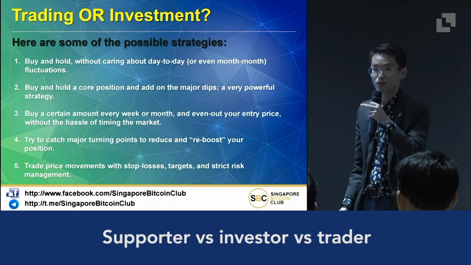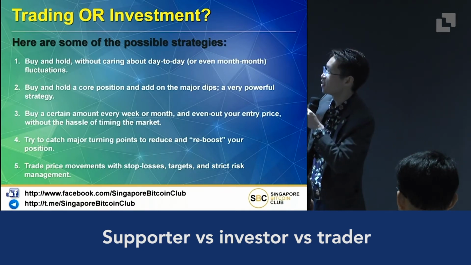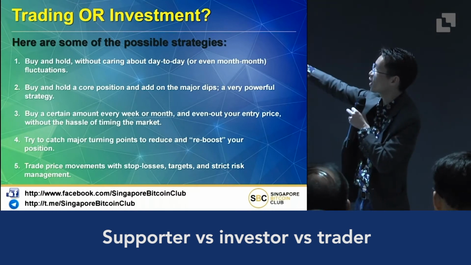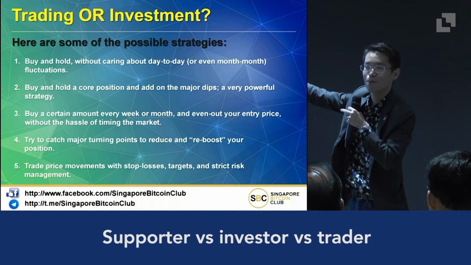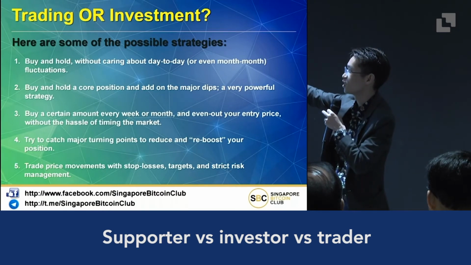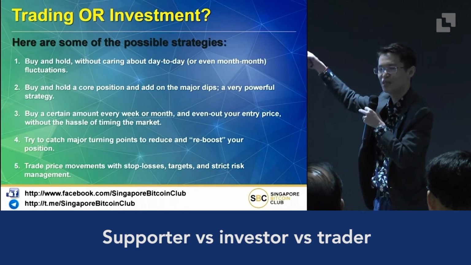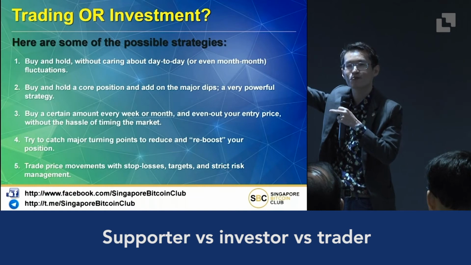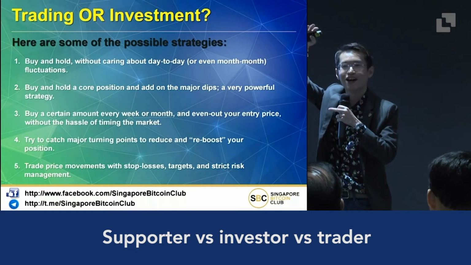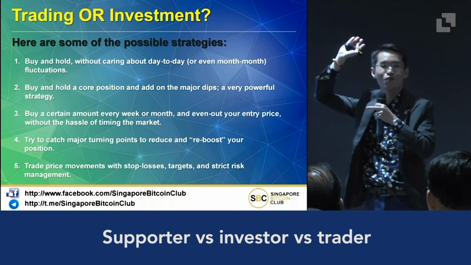Okay, trading or investment. So let's see how you can place yourself, how you can identify. The first one is buy and hold without caring about day-to-day fluctuations. The hodlers, basically, are more for long-term investment. You buy and hold a core position, and at major dips, people who believe every dip is a buying opportunity. So can anyone here say, every time it drops below 6,005, you buy to accumulate? Or don't dare, stay off, stay off.